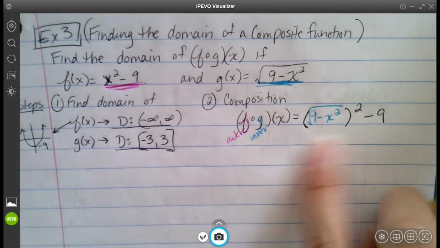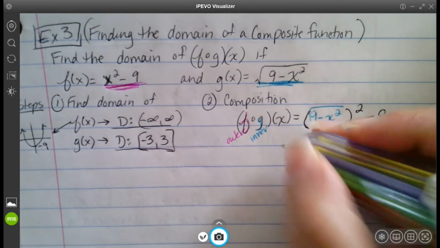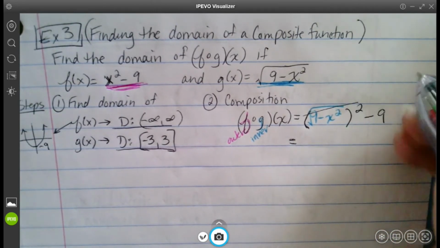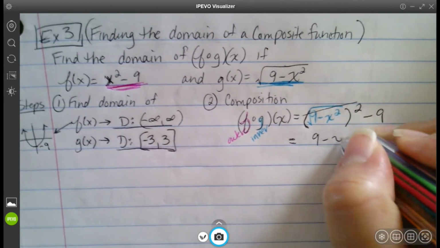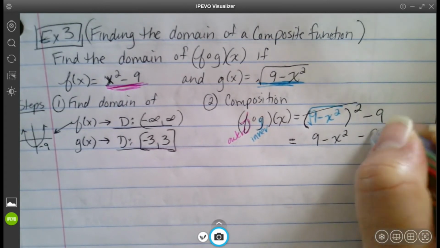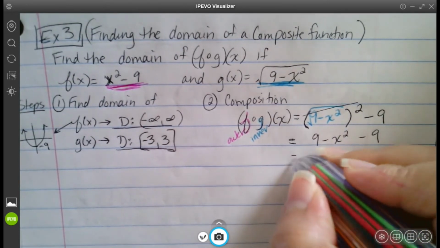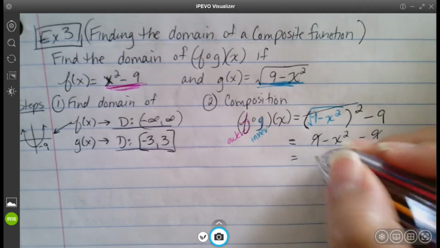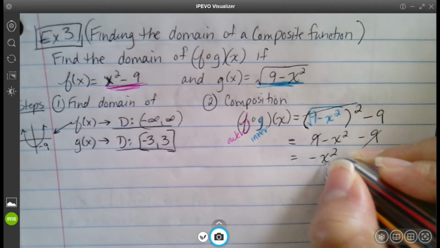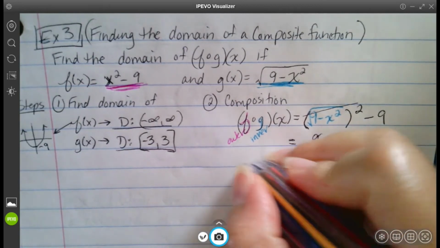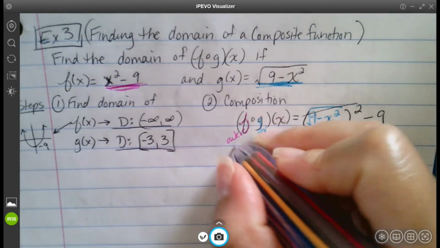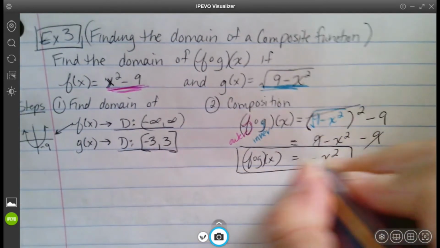Okay? From here we can simplify this, and this simplifies quite nicely because you can see that the square root and the square are going to cancel. So I'm left with 9 minus x squared, and then bring down that 9. 9 minus 9 is 0, so I'm just left with negative x squared. So f composite g of x is equal to negative x squared.